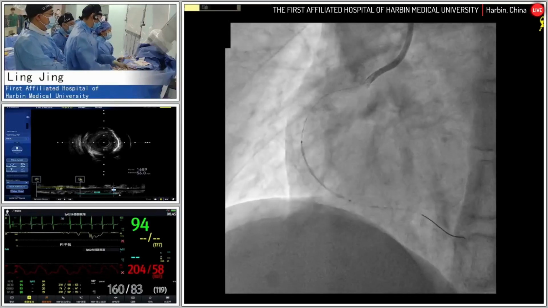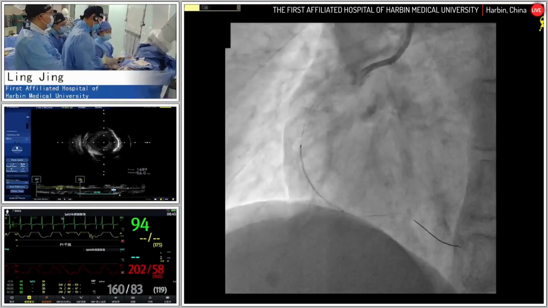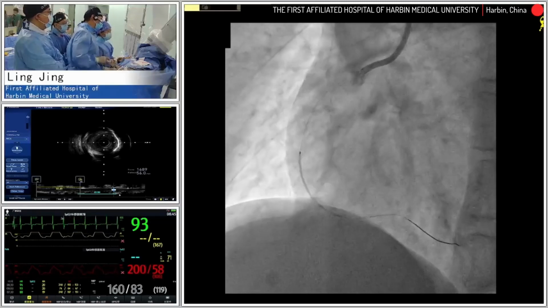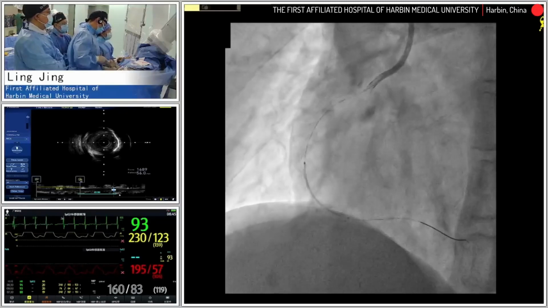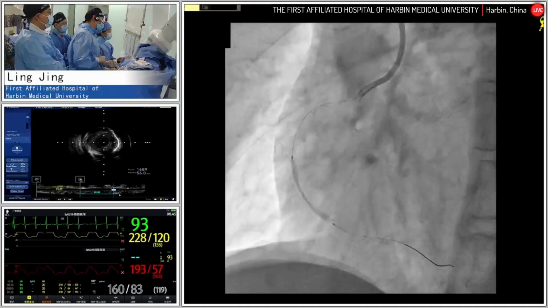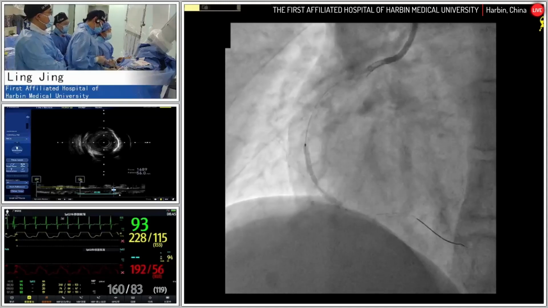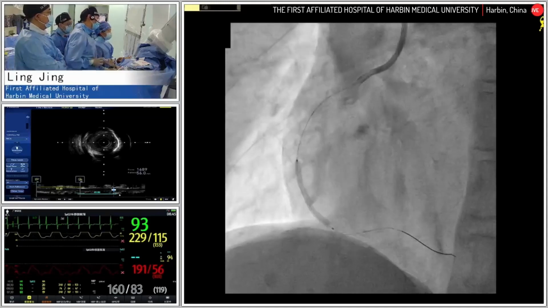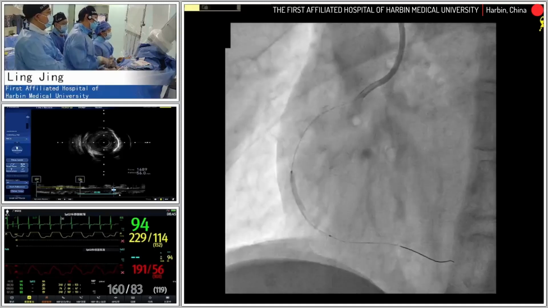Okay, so it seems to be a good landing zone, and we are going to open it here. Okay, I think it's enough. Okay, done.